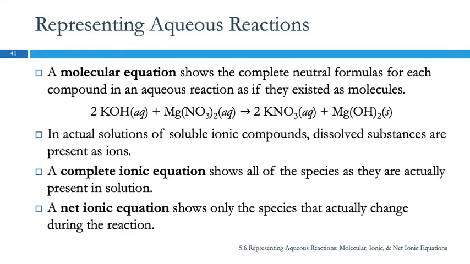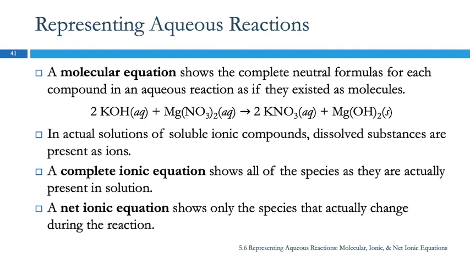We've learned how to write and balance chemical equations. There's actually several different styles of chemical equations. What we've been looking at so far is what's often called a molecular equation. And so that's going to show the complete neutral formulas for all the compounds as if they existed as molecules. So here we have two ionic compounds, potassium hydroxide and magnesium nitrate.